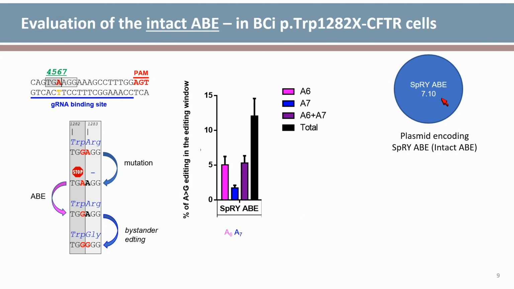And so using this time an SPRY ABE 7.10, which has a similar editing window as the one that I previously mentioned, we assessed editing in this cell line. And once again, we observed around 5% of amplicons with the correct editing, 2% with just the neighbor adenine changed, and also 5% with the two adenines changed.